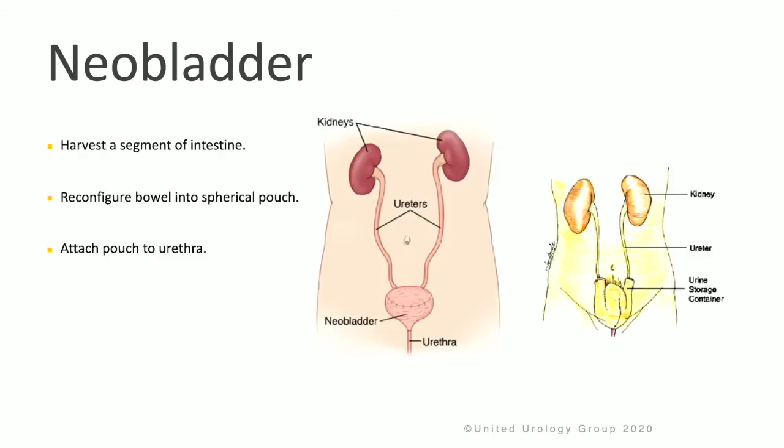Neobladder is another option with radical cystectomy, where a segment of intestine is harvested. The bowel segment is reconfigured into a spherical pouch. Then, this pouch is connected to the urethra and the ureters are connected to the pouch.